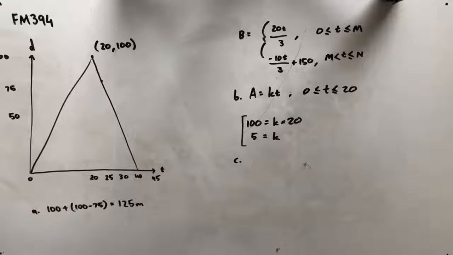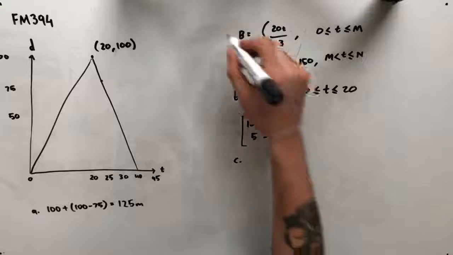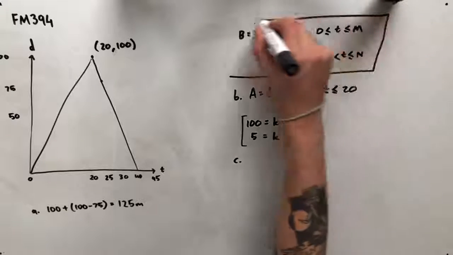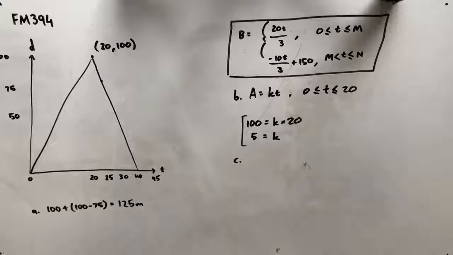Part C. Well, actually, we're getting a little bit more information once again. Below is the relation that describes Jacob's run, where B is his distance from his starting position in meters t seconds after the race begins. M is the time it took Jacob to reach the tree, and N is the time it took Jacob to finish the race. And so we're actually talking about this one up here. I might even just box it in for referral.